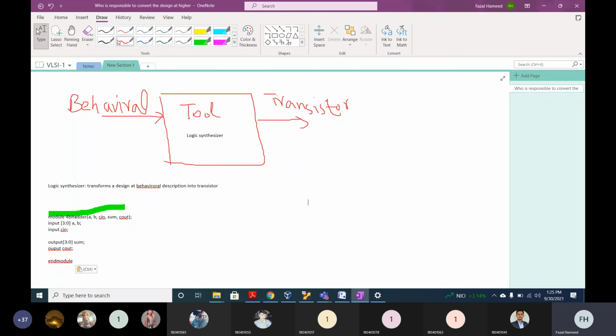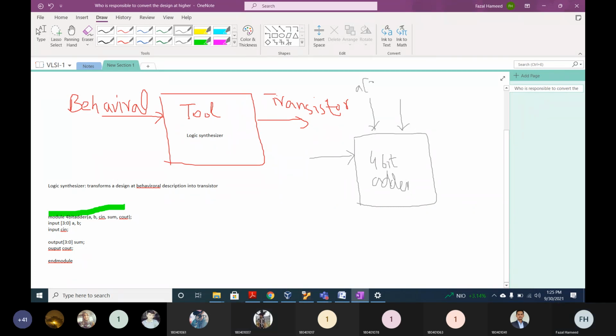So how can we draw a 4-bit adder? From the very high level, what is the black box of a 4-bit adder? If you remember the black box of the 4-bit adder, this is a 4-bit adder. What are the inputs to the adder? A, B, C in. A[3:0] and B[3:0], both are 4-bit signals.